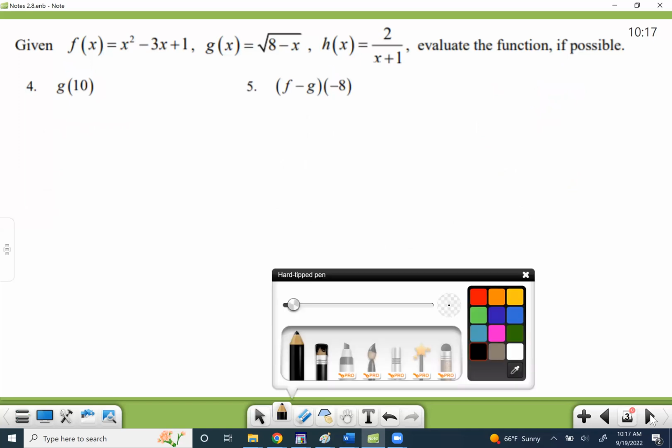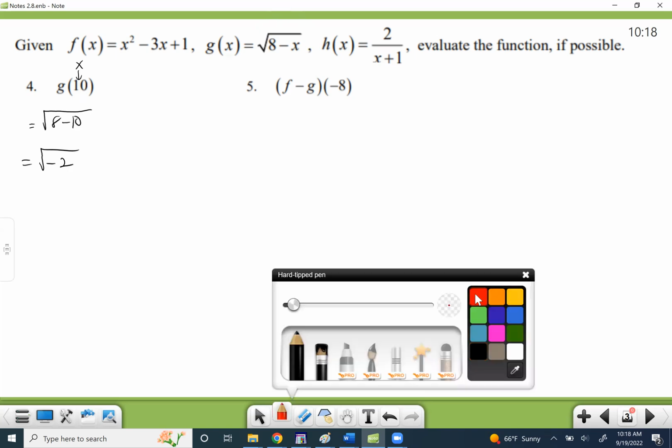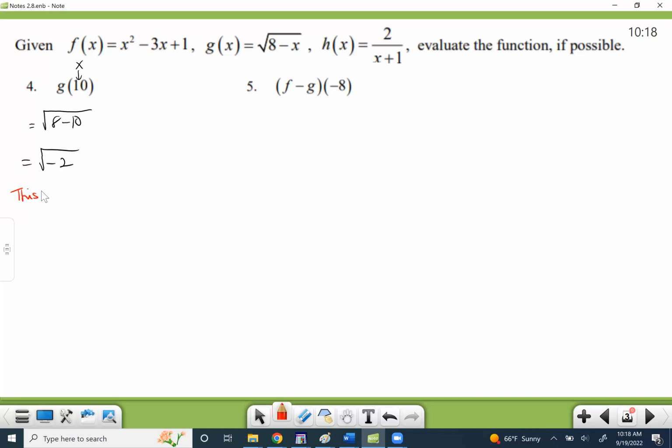All right, g of 10. So I think you guys get the gist. We're going to be substituting 10 in for the x on g. And here's g. So we're going to substitute a 10 into that. So we got the square root of 8 take away 10. And this ends up giving us a negative, okay? And so this is actually going to be, gosh, what would we write? Not in the domain, I guess, would be a good answer because this ends up being imaginary. So let me write down, this is imaginary. So there's no real solution.